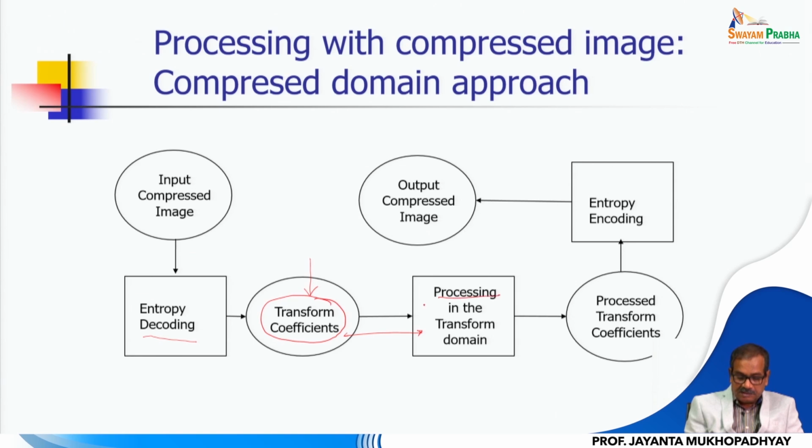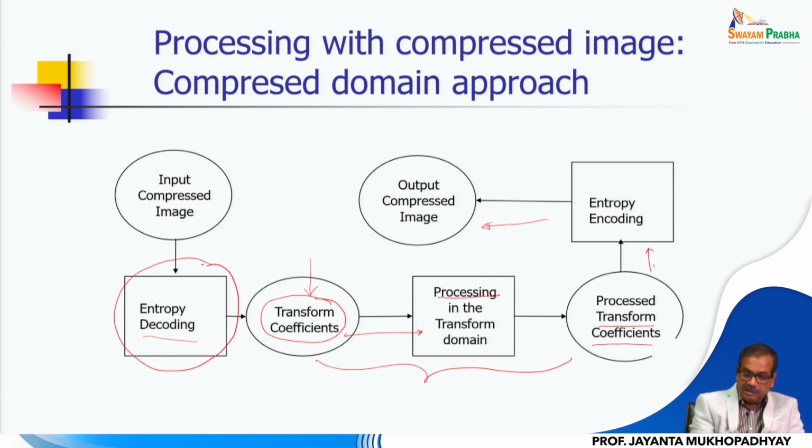If I process using these coefficients and your output is also the transform coefficients of that processed image, this operation we practically call a compressed domain operation. But still, for efficient storage you require entropy encoding of these symbols, and then you get the output compressed image. So these steps, entropy decoding and entropy encoding, still remain in the compressed domain operations.